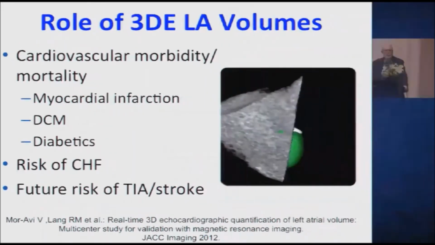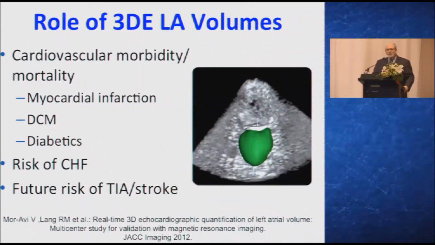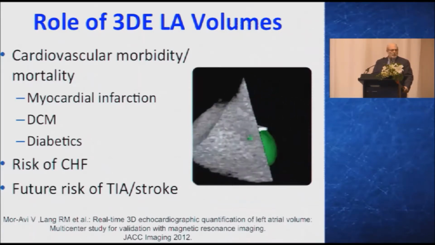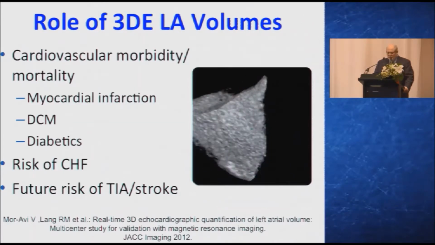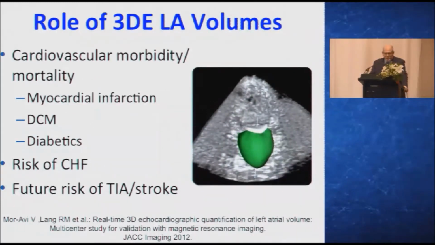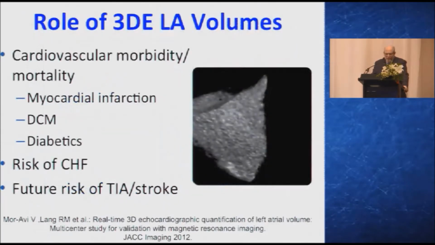This model has the big advantage that it allows you to quantify not only the left ventricle, but also the left atrial volumes, usually calculated at end systole. Calculation of LA volumes is recommended by the ASE, and we all understand that left atrial volumes provide information regarding cardiovascular morbidity and mortality in a wide variety of setups, including the risk of developing heart failure and the future risks of TIAs and stroke.